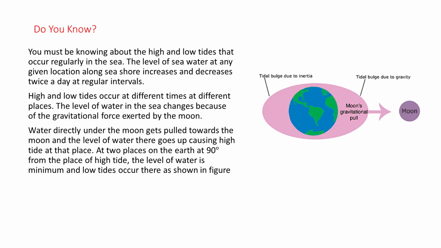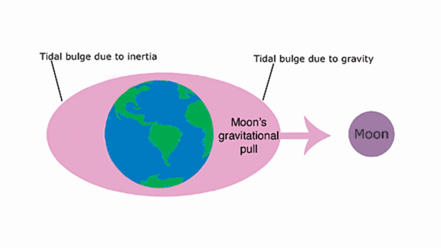You must be knowing about the high and low tides that occur regularly in the sea. The level of sea water at any given location along the sea shore increases and decreases twice a day at regular intervals. High and low tides occur at different times at different places.